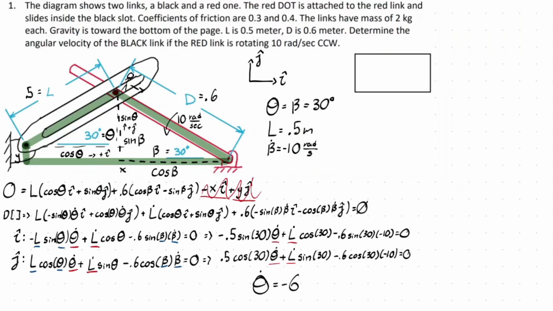Well, what does that mean? That means that this angle should be getting smaller. If it's getting smaller, it's rotating in this direction, which is the clockwise direction. So what this means is that this thing is rotating at 6 radians per second clockwise, and that's going to be our final answer.